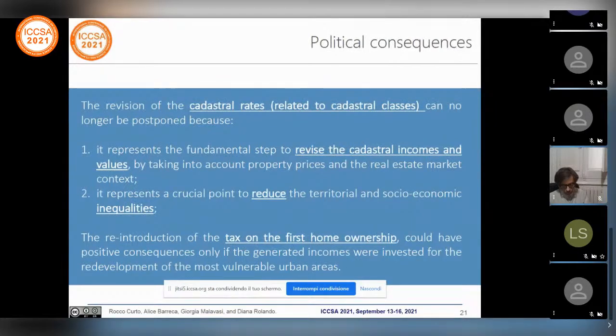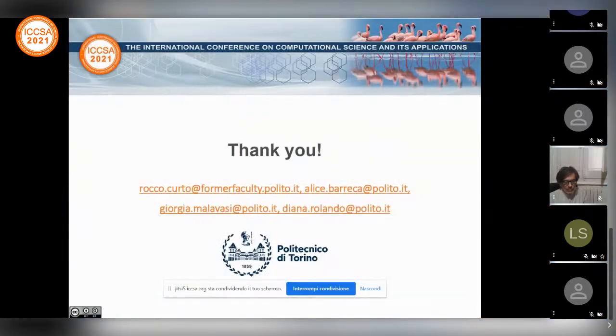So in conclusion, it is evident that the revision of the cadastral rates can no longer be postponed, because it represents the fundamental step to revise the cadastral incomes and values, and a crucial point to reduce territorial and socioeconomic inequalities. In particular, the reintroduction of the tax on first home ownership could have positive consequences, but only if the generated income is invested in the redevelopment of the most vulnerable areas. Thank you very much for your attention. Thank you.